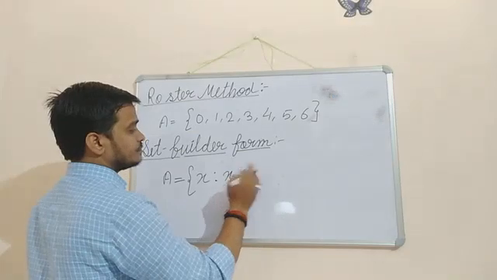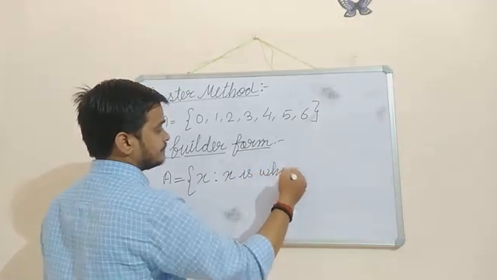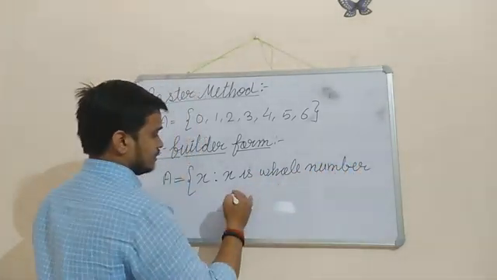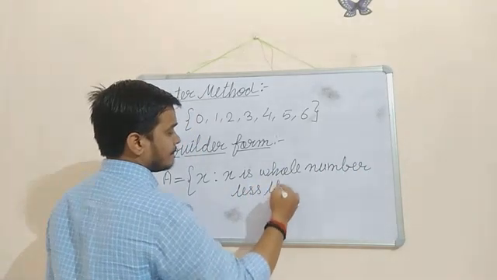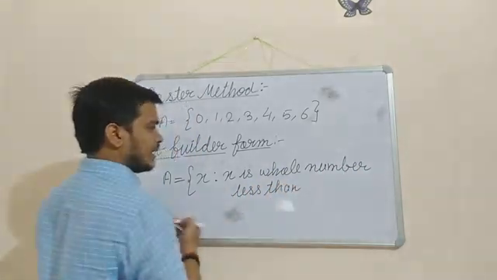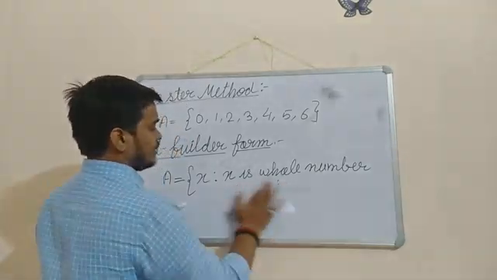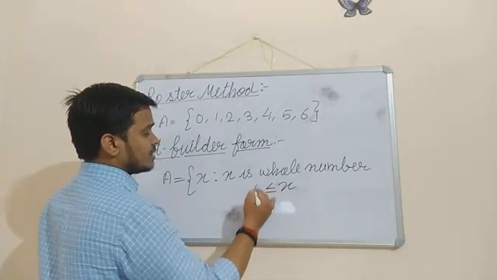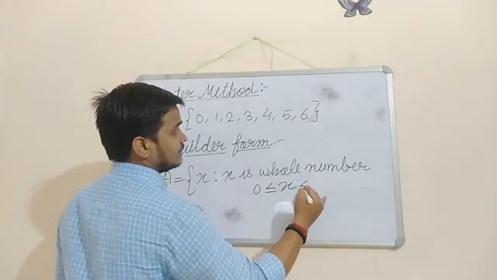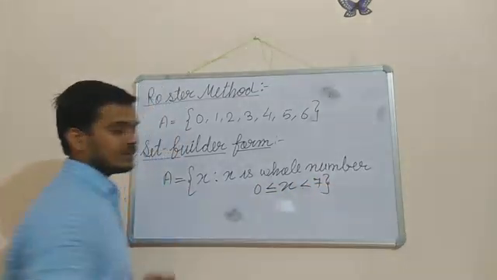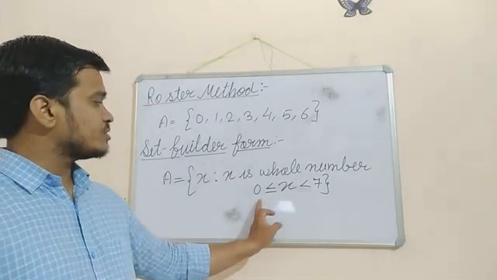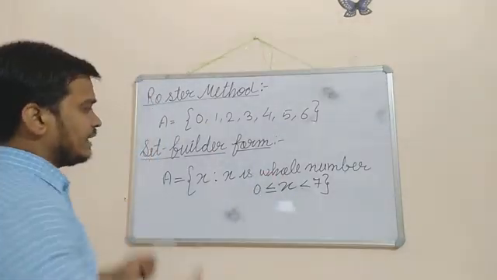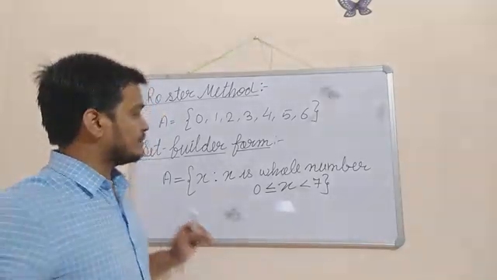X is a whole number. X is a whole number, or simply you can do one more thing: X is a whole number and X is greater than or equal to 0 but less than 7. X is greater than or equal to 0 but less than 7. We have defined it.